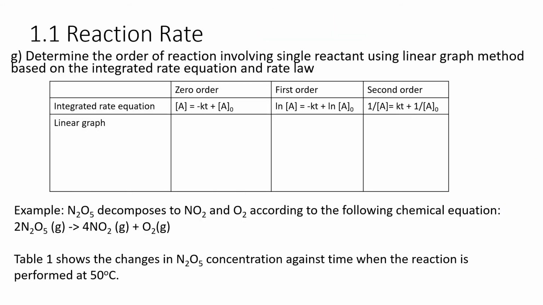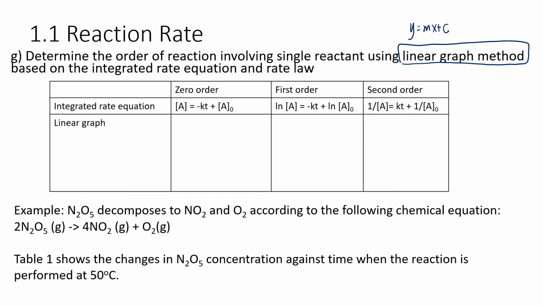Now we move on to look at how to use the linear graph method to determine the order of a reaction. For this, we must remember the integrated rate equations for zero, first and second order. I already told you to remember the integrated rate laws for zero, first and second order in linear equation form, y equals mx plus c, so that it is easier for you to know which linear graph you need to plot for each order.